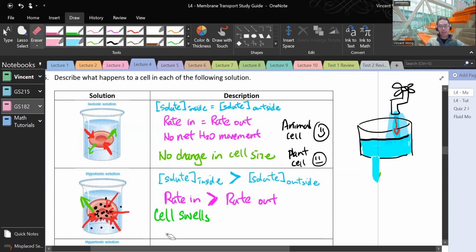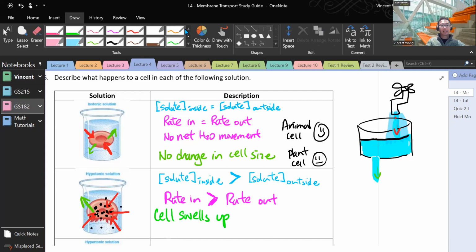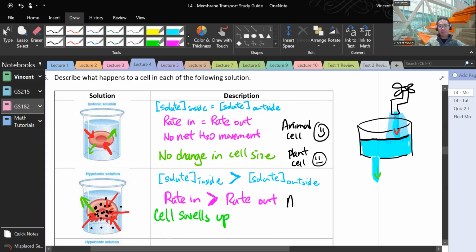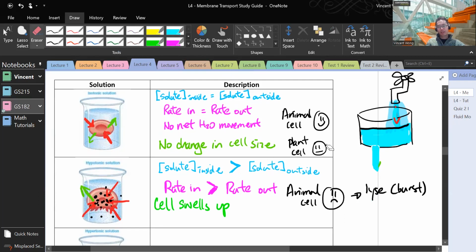Okay, cell swells up, and then what happens? Well, if it's an animal cell, this is not good. Okay, they are going to burst or lyse. They will blow up and die because it's too big. It's like overflowing. Blowing too much air into a balloon, it pops.